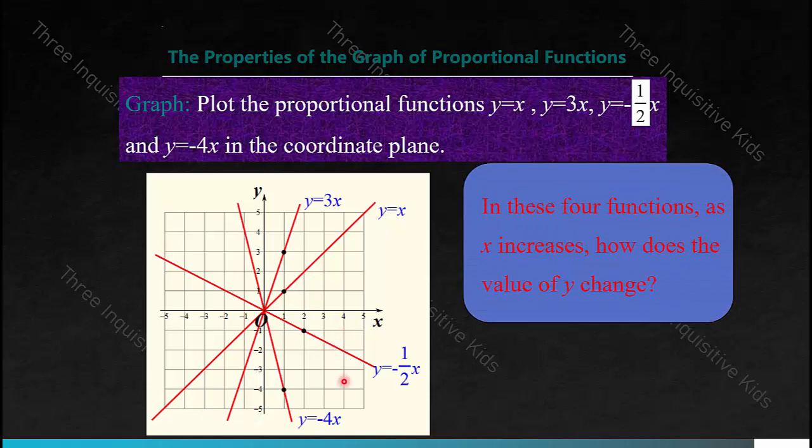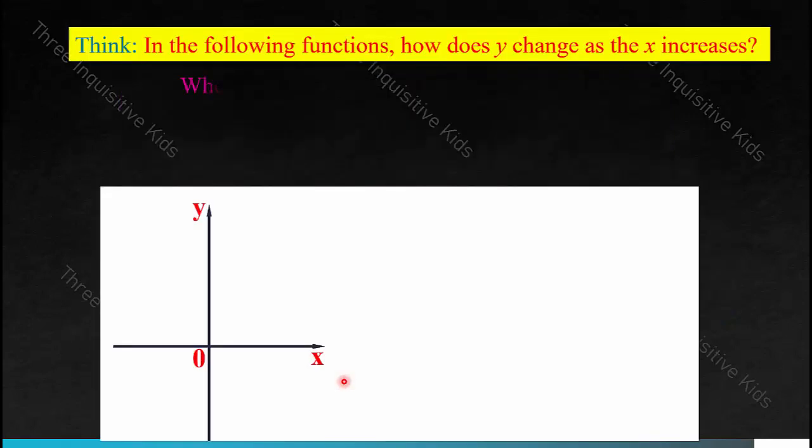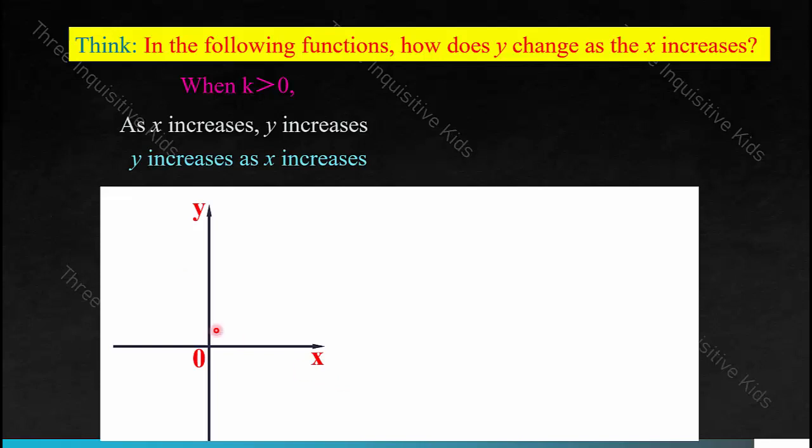So in these 4 graphs, as x increases, how does the value of y change? In the following functions, how does y change as x increases? Well, when k is greater than 0, as x increases, y increases as well. We said the slope is positive, but a more specific way to describe that would be as x increases, y increases. Another way to say it is y increases as x increases, same thing. But when k is less than 0, as x increases, y decreases, where we would be saying the slope is negative.